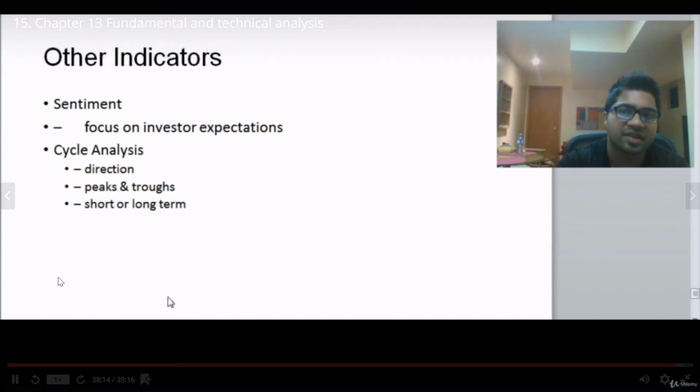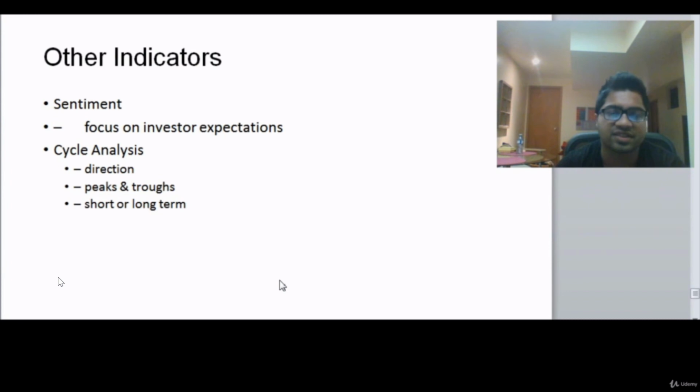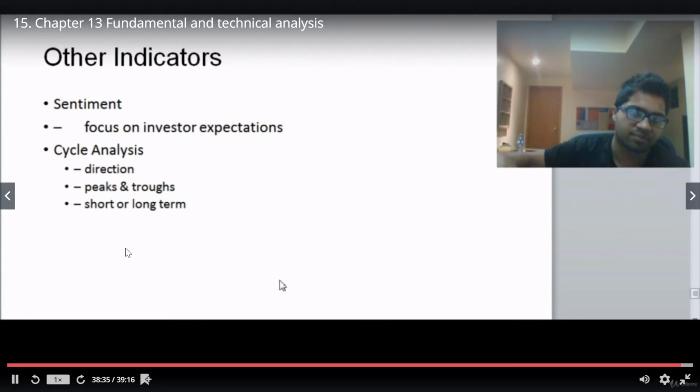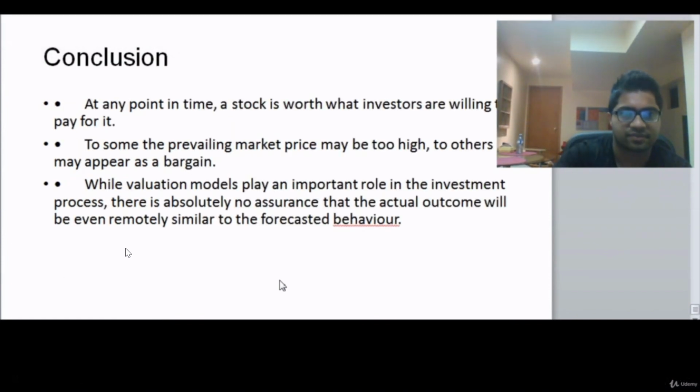Cycle analysis means that stock prices move in cycles. So whenever we are at the top end of the cycle, we sell, and whenever we are at the bottom end of the cycle, we buy. Because if it is bottomed out, the stock will move up, and if it is topped out, the stock will move down. It assumes that stock moves in cycles.